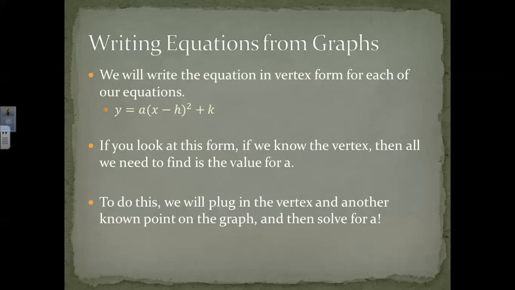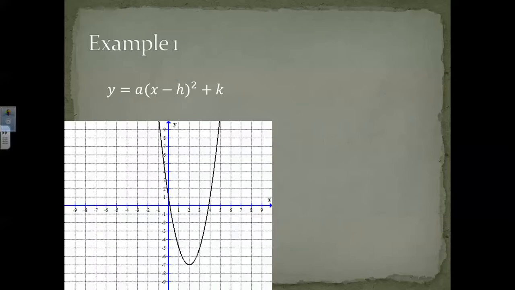The other thing is that it allows us algebraically to solve for only one other part of the equation, which is the a value, if we have another point on the curve. So now what we're going to do is identify the vertex first. Find another point on the curve, and then we're going to plug this information into our general vertex form equation to solve for that a value. So let's look at an example here.